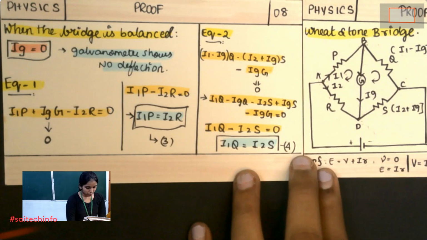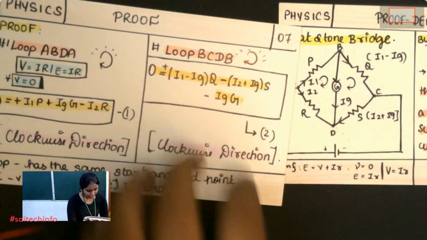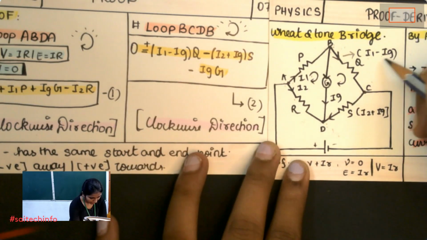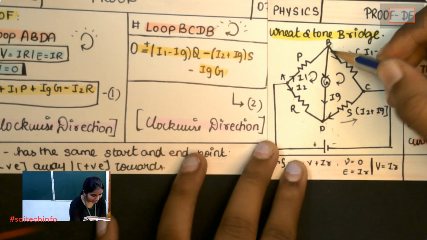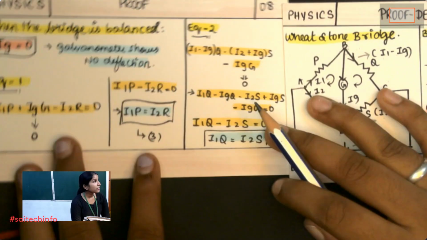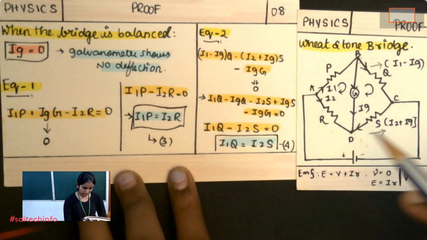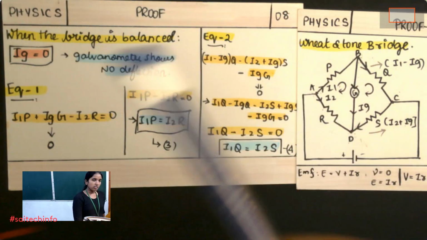So according to the principle, when the bridge is balanced, we know that Ig is equal to 0. So here in BCDB, the current flows from B to C, that is I1 minus Ig, and from C to D it is I2 plus Ig, and B to D it is in the opposite direction, so we have considered it as minus Ig into capital G. So we can continue here. When the bridge is balanced, then Ig is equal to 0. We have already seen this in the principle. So when Ig is equal to 0, there is no current flowing, and it doesn't show any deflection.